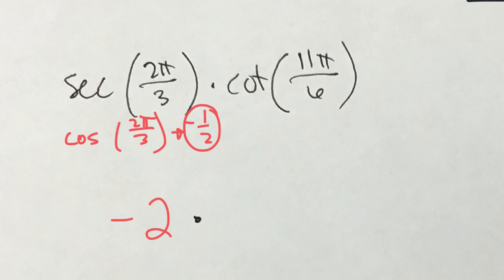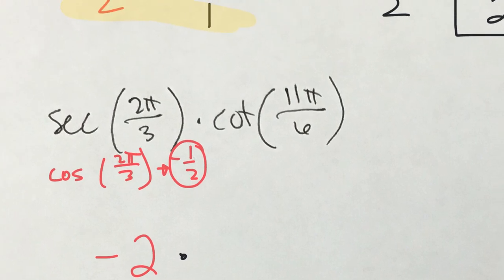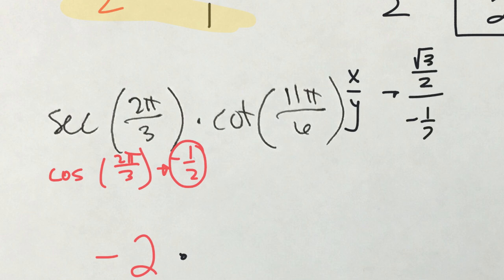Times the cotan at 11 pi over 6. Now 11 pi over 6, cotan is the x value divided by the y value. So at 11 pi over 6, cotan, let's see, x is positive root 3 over 2, and y is negative 1/2. So the cotan at 11 pi over 6 is negative root 3, right? Because the 2's divide out and it's root 3 over negative 1.